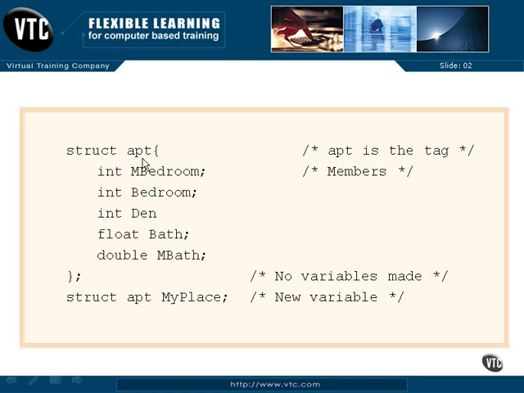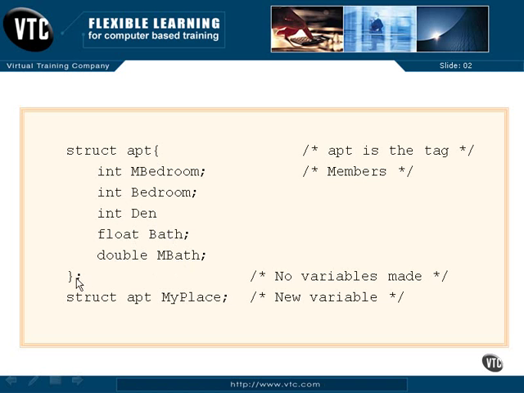So we're going to make a new apartment structure, and in here it will have an integer master bedroom. It will have an integer bedroom, an integer den, and of course a float bath. I always like that myself. And then the master bath, I always like to make it a little larger. It'll be a double, which is just a big float. Works out, huh? So here we have our apartment structure.